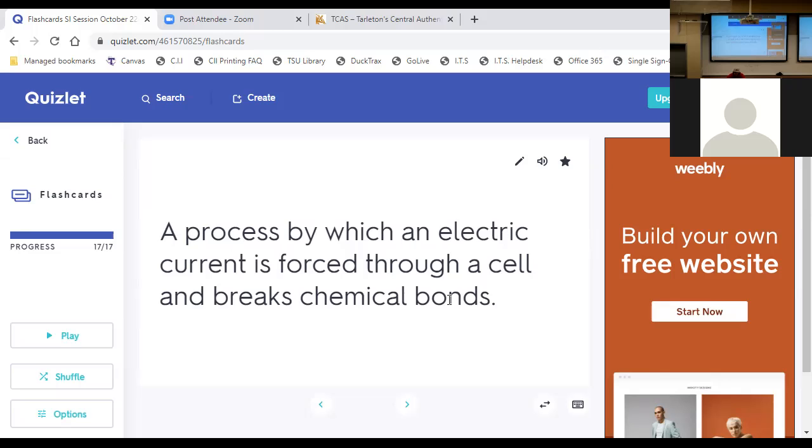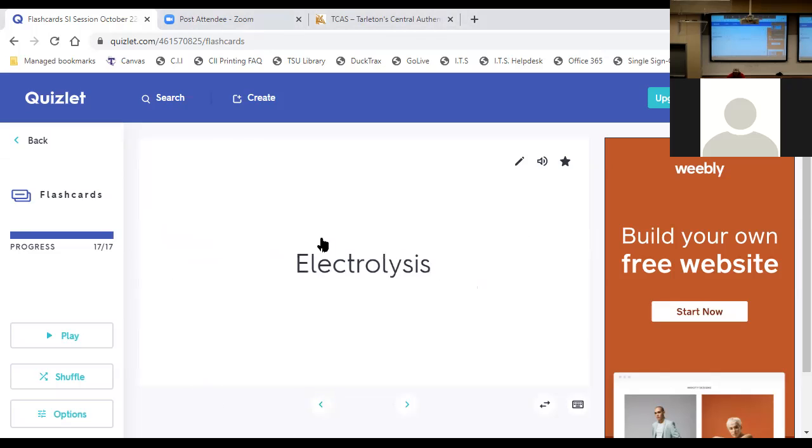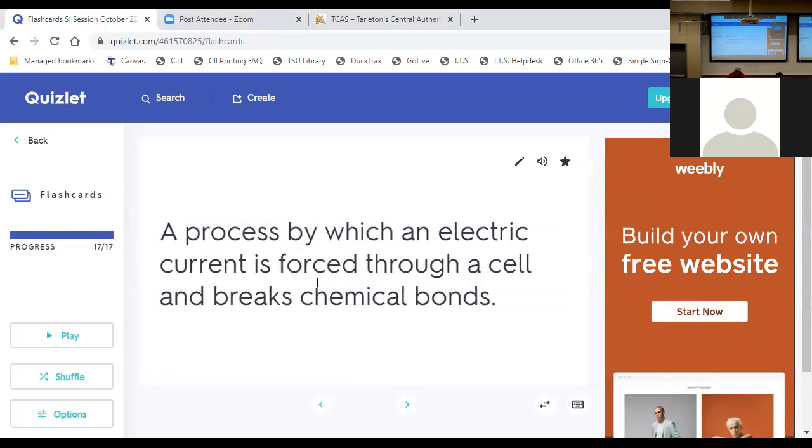You don't really need to know about the process. This is what the example problem is over. You don't need to know necessarily the definition as much as you just need to know how to do the problem. Okay. Exactly what we're going to do. But just remember, electrolysis is when you're forcing the electric current through the cell and it's breaking chemical bonds. But here's the practice problem.